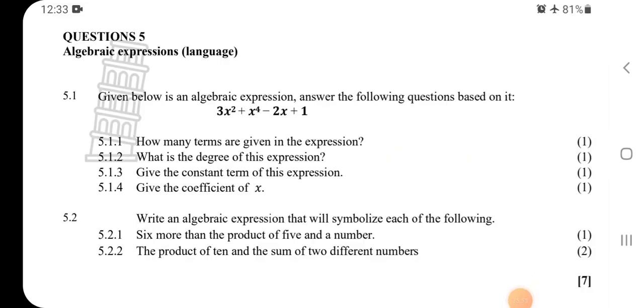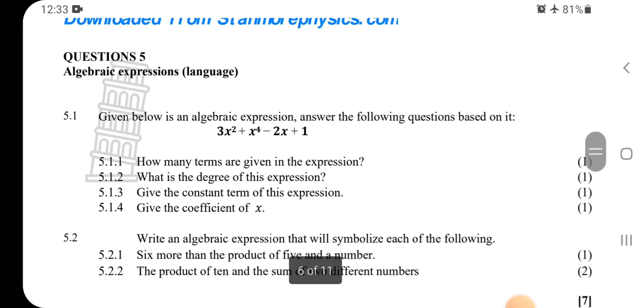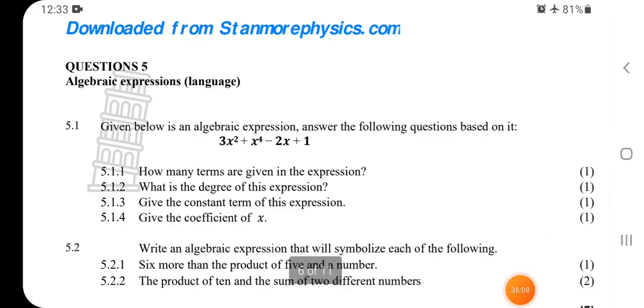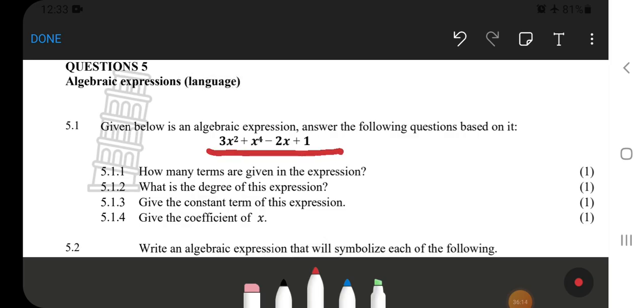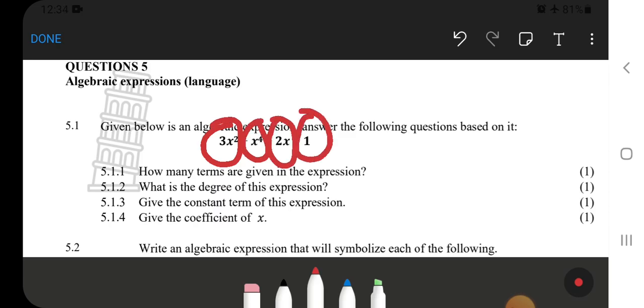Now we are on the last question, which is question number 5. This is the last question, guys. So let's answer this. Whenever we have plus or minus, we have different terms, okay? This is term 1, this is term 2, this is term 3, and this is term 4. Terms are separated by minus and addition, okay?